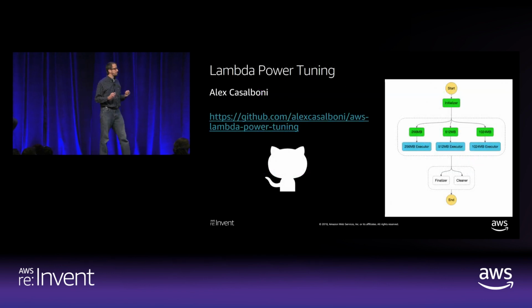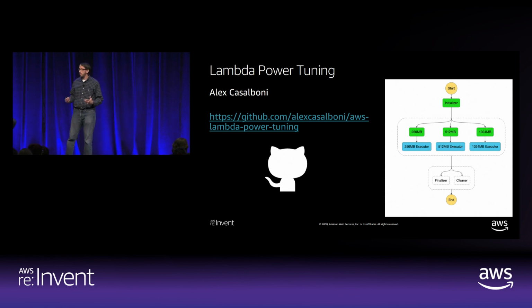To help you size your Lambda functions appropriately, check out a project like this. This one was actually created by one of our colleagues in Italy on GitHub, free to use. It uses AWS Step Functions. You can specify many different sizes of that memory knob and see what the results are, how long they take to execute, and find the most optimal size and calculate your costs.